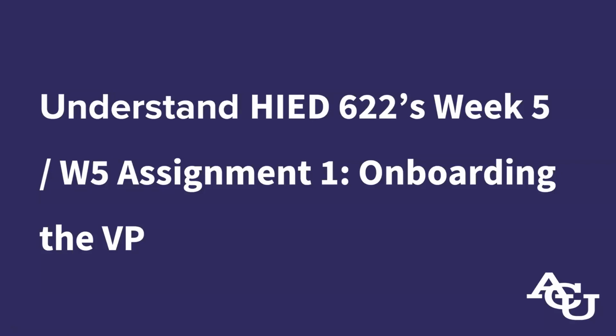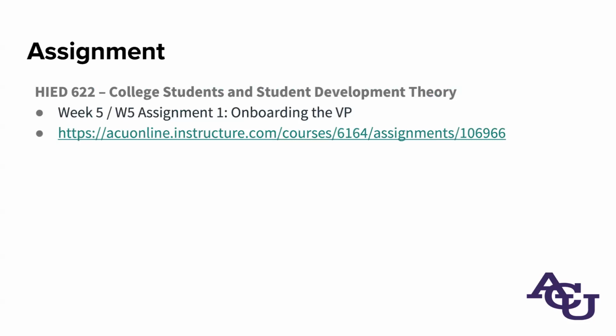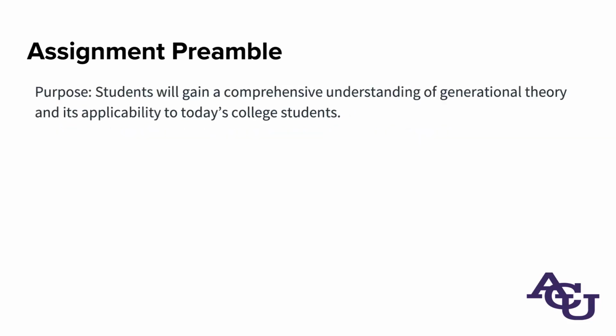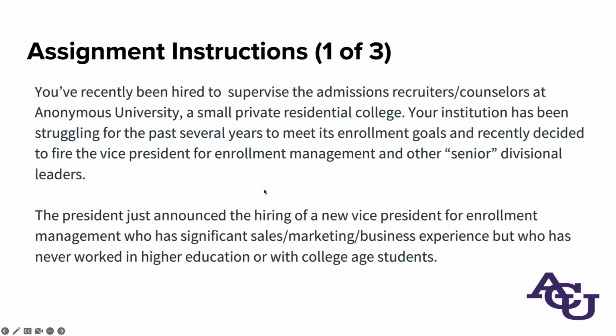All right, well, what's a context you might be writing a memo for? And this assignment asks you to do just that, writing a new vice president. So this is coming from HIED 622, the College Students and Student Development Theory course. And the assignment description begins with the preamble, asking you to look at what you are getting from the assignment, a comprehensive understanding of generational theory and its applicability to today's college students, to acquire that by way of having to organize this information for the benefit of someone else, and thus acquire a clearer understanding than if you'd only read it with that application.